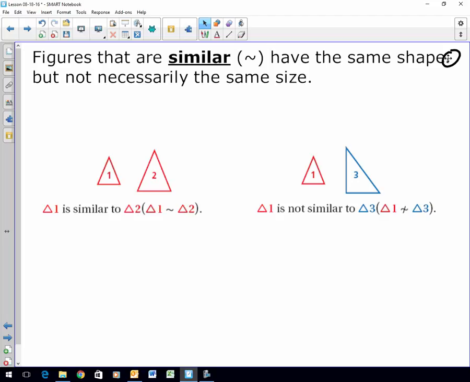Check out my examples here. 1 and 2, are those the same shape? Yeah, same shape, different size. We call it a similar triangle. Look at 1 and 3. Same shape? No, one of them is more of an isosceles triangle, and the other one is a right triangle. Just because it doesn't have the same size doesn't mean it can't be the same shape. Pretty simple so far, right?